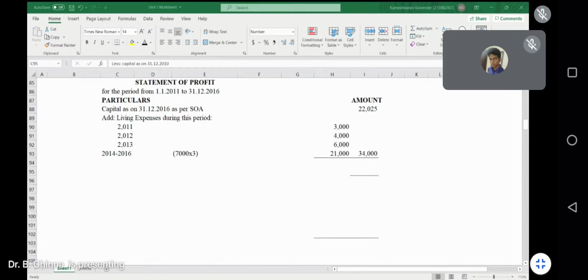Yes. Now what we need to do is less the capital. Clear? What is the capital as on 31st December 2010? Is there any additional capital introduced as of now? No, sir. So straight away, what is the capital as on 31st December 2010? 7,936. So what is the profit as per the books? 41,936.